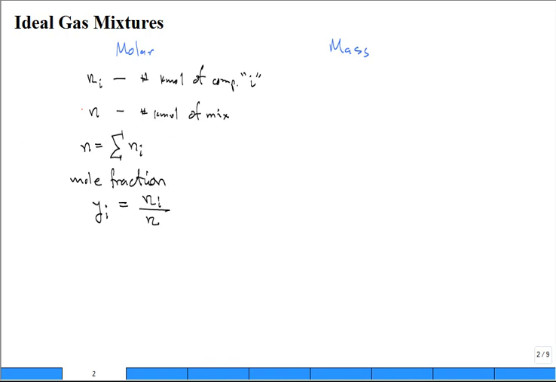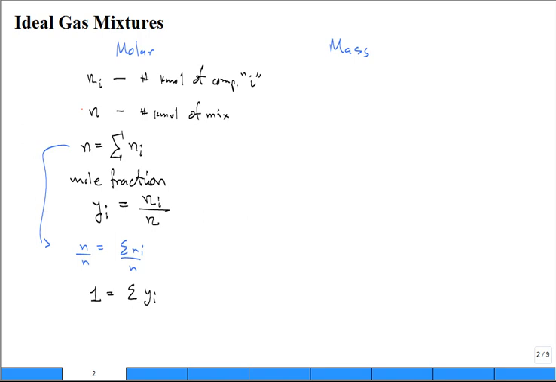So if you take this equation, n is equal to the sum of n sub i's, you divide both sides by n, the 1 over n goes inside that summation, and what you find is 1 is equal to the sum of y sub i's. The sum of the mole fractions has to equal unity, 100%. I think that was pretty obvious.